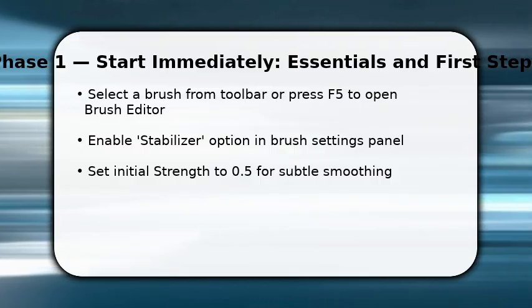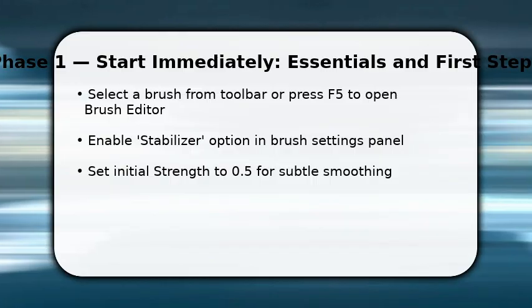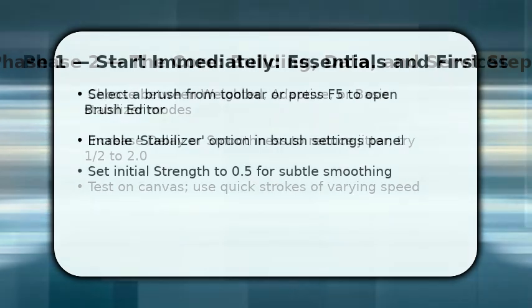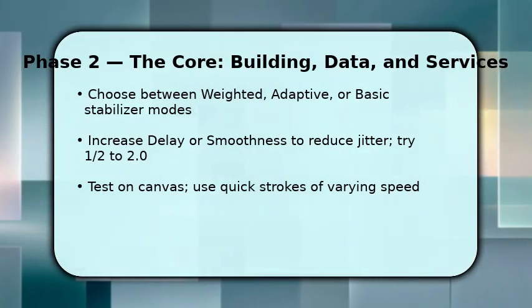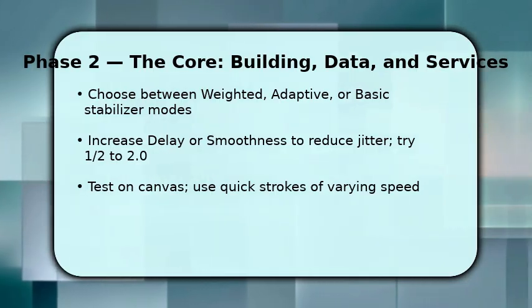You set an initial strength to 0.5 to avoid oversmoothing, because small values preserve natural stroke dynamics while still reducing jitter. Now you choose the stabilizer mode that fits your workflow: weighted for consistent lag, adaptive for variable correction, or basic for minimal processing. Once chosen, tweak delay and smoothness.